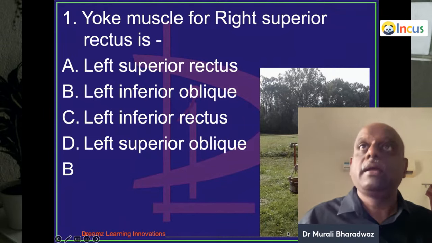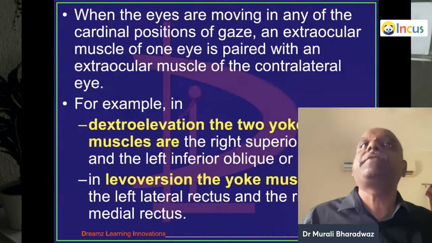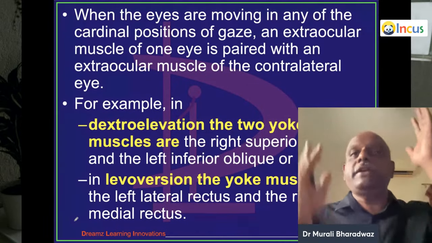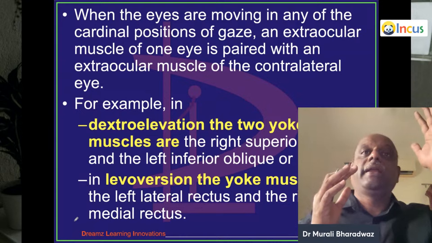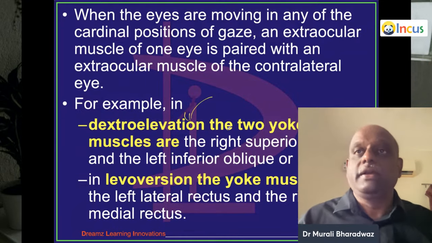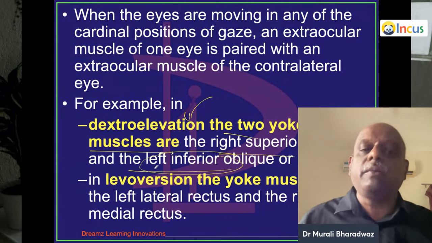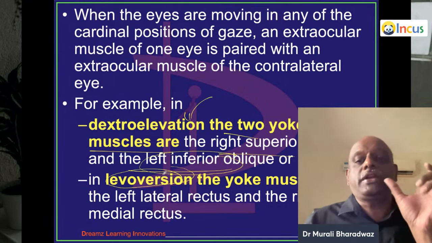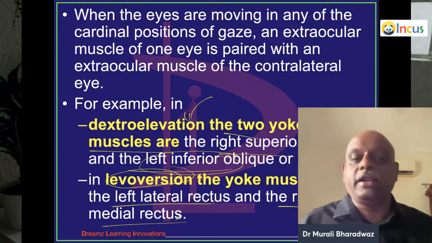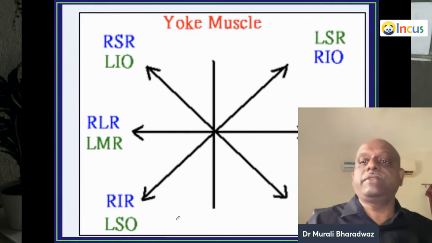Yoke muscle of the right superior rectus is the left inferior oblique. So what is the yoke muscle? If one elevates, the other depresses. If one intorts, the other extorts. So for dextroelevation, the two yoke muscles are the right superior rectus and left inferior oblique. For levoversion, the yoke muscles are the left lateral rectus and the right medial rectus. So you should know what is the yoke muscle of the other.